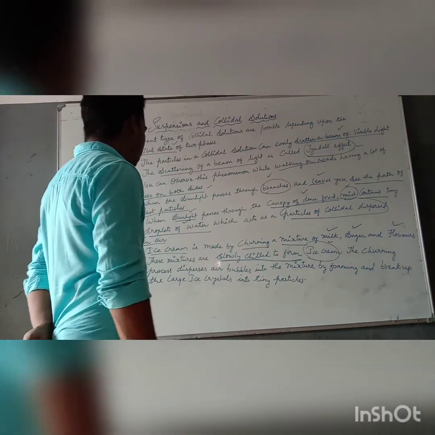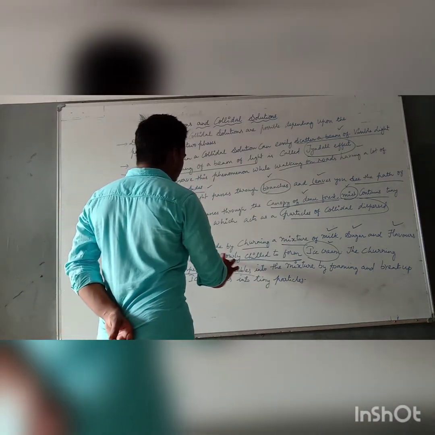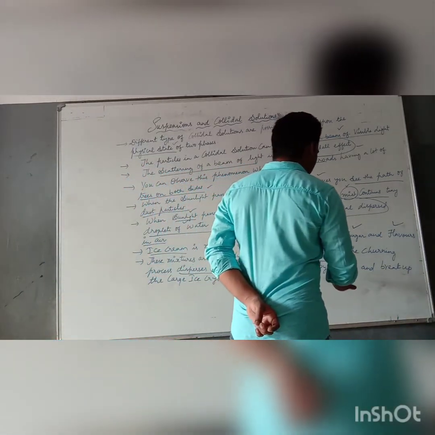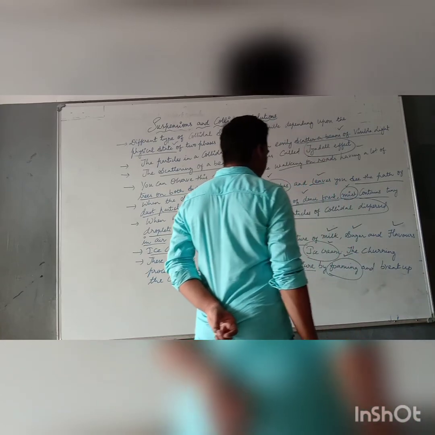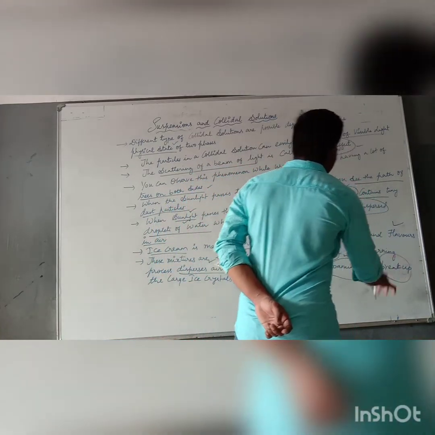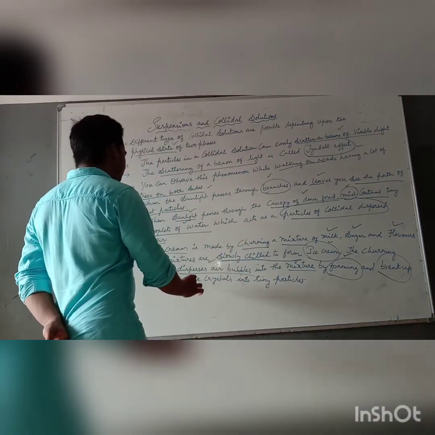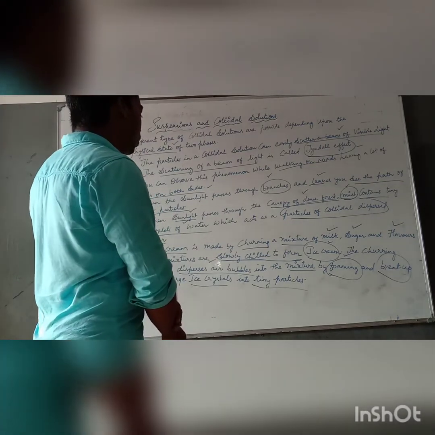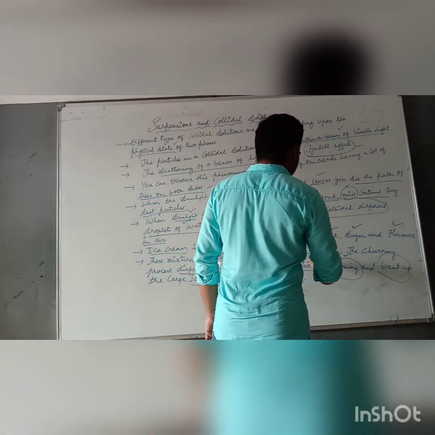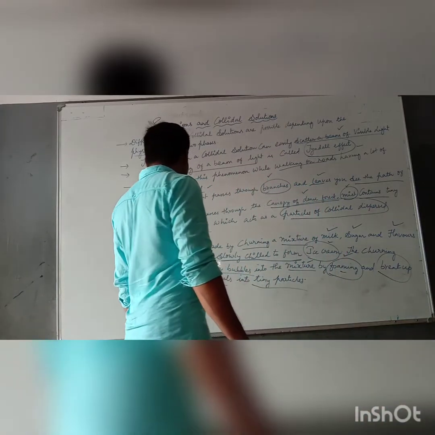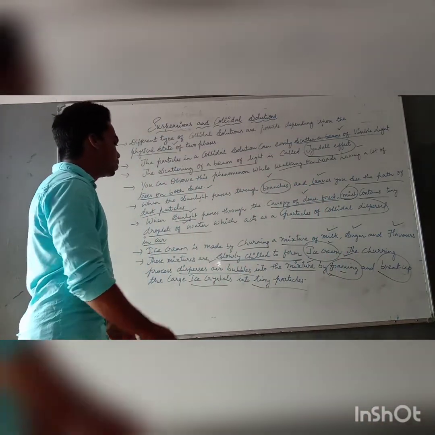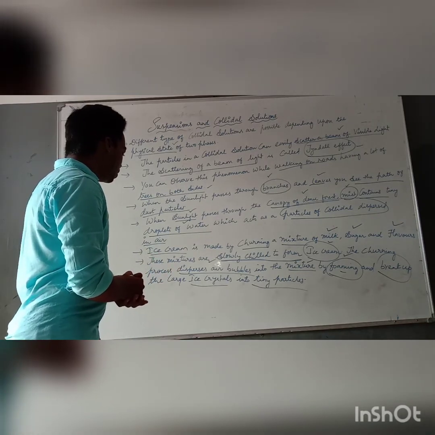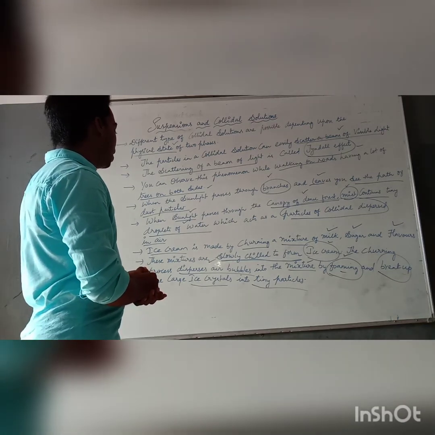The churning process disperses air bubbles into the mixture by a process known as foaming. There are two processes: one is foaming, and the other is breaking of the large ice crystals into tiny particles. So this is about the Tyndall effect, colloidal solutions, and whether ice cream is a colloid.